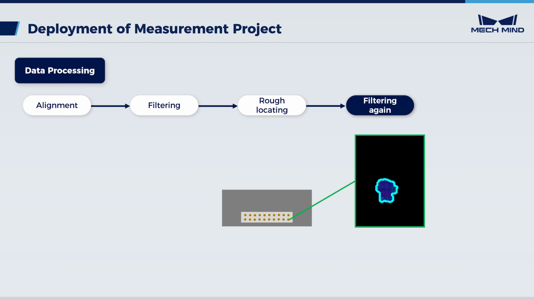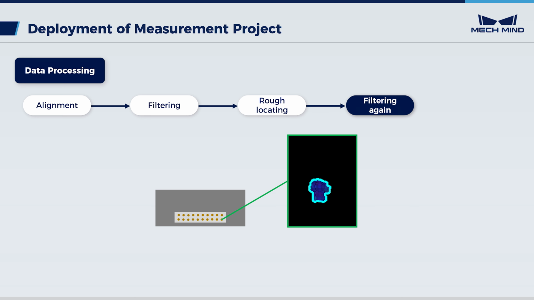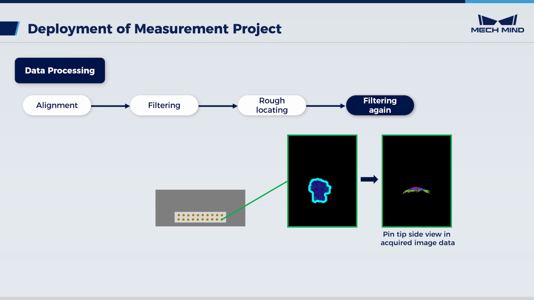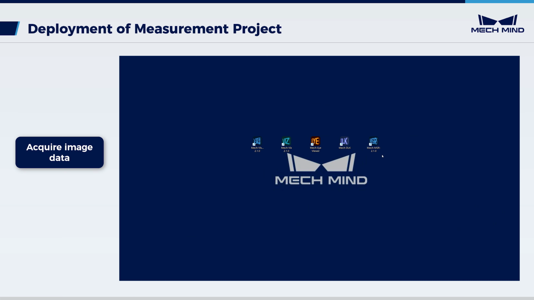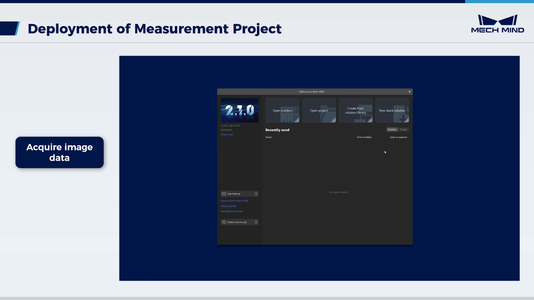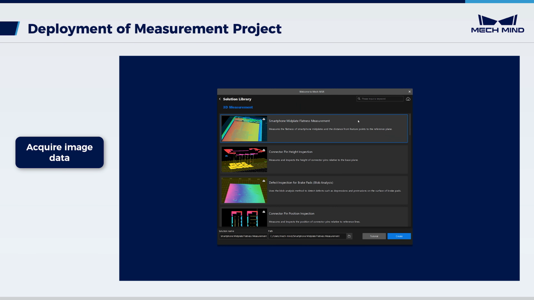Finally, conduct another round of filtering on the pin tip surface data obtained. This step removes the highest and lowest data points, effectively reducing data fluctuations and thereby enhancing the stability and accuracy of the results. With an understanding of the workflow, we can now start configuring the measurement project to achieve the desired results. Open Mech-MSR. From the solution library, find and download the connector pin height inspection solution.